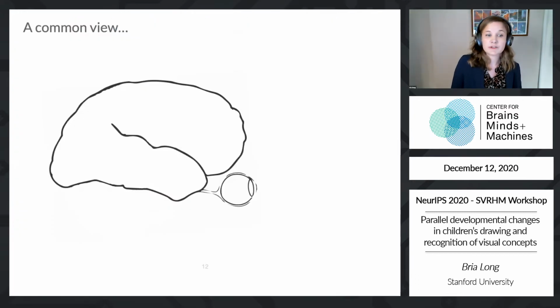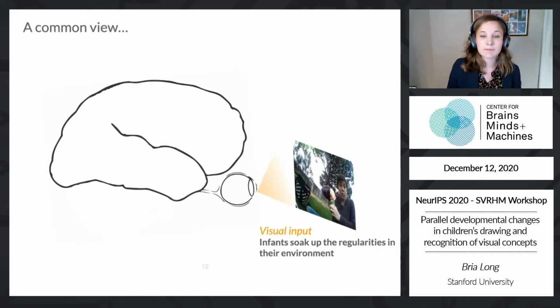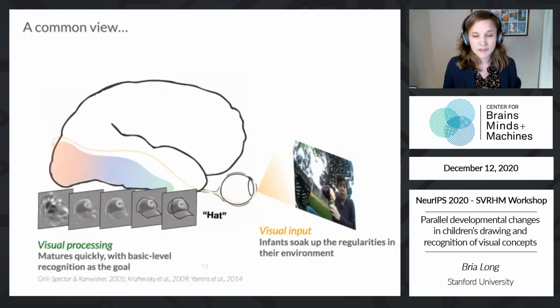Of course, this is not a new question. The prevailing picture of visual conceptual development starts with the picture of an infant as a relatively passive recipient of the regularities in a very rich visual environment, where they see thousands and thousands of exemplars of the different categories they need to learn. In turn, our visual system is thought to do a very good job of extracting these regularities, of carving nature at its joints, with processing mechanisms developing quickly with an end goal of recognizing things at the basic level, as bunnies, cars, and cups.